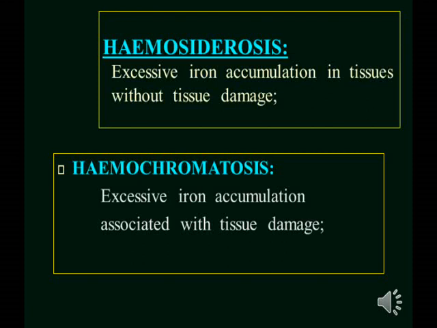A few points regarding hemosiderosis: it is excessive iron accumulation in tissues without tissue damage. Hemochromatosis is excessive iron accumulation which is associated with tissue damage, which occurs in case of pigment cirrhosis, where there is excessive iron accumulation within the hepatocytes rather than the Kupffer cells, which leads to cirrhosis.